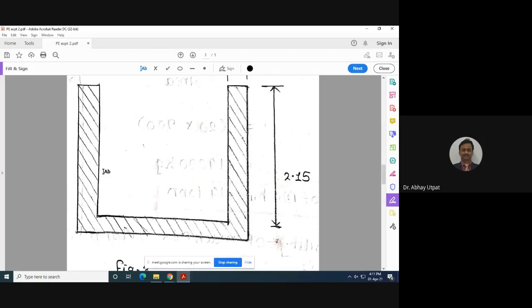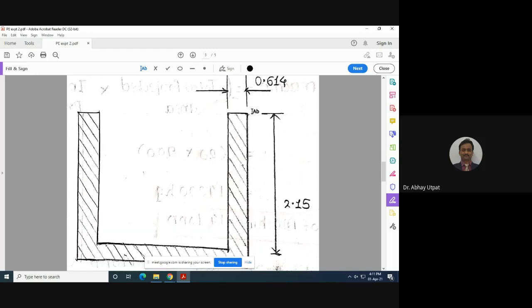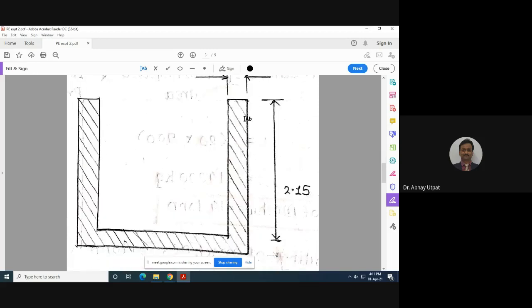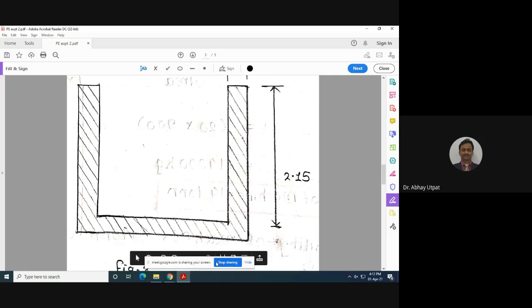Okay. So this is 3.4. This is 0.614. And this is 2.15. Inside it is 2.15. Don't consider outside. This is the thickness of the plate. So this is 2.15 inside. Here your plastic component will fit. It will be considered as a cylinder.